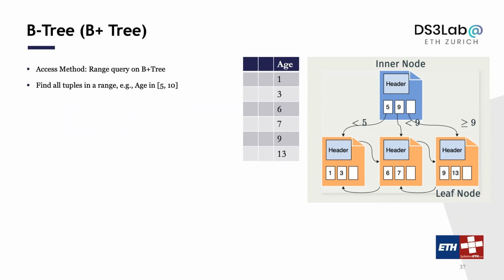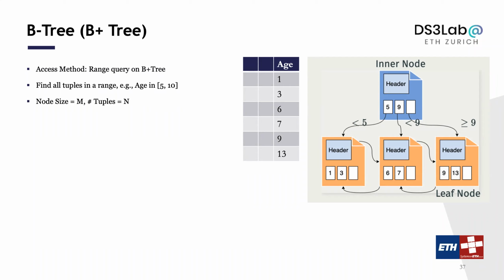So you can actually do more using a B+tree. For example, you can do a range query. You can say, give me all the tuples whose age is in this range, for example, age is between 5 and 10. So then what can you do? What is the performance model?